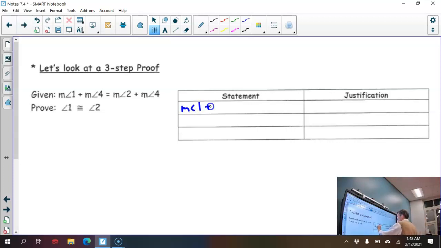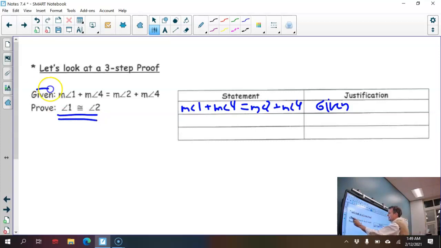The measure of angle 1 plus the measure of angle 4 equals the measure of angle 2 plus the measure of angle 4, and that is given. Can I prove that these two angles are congruent based on the given? Anybody see how to do it? Well, if I want to prove that these two angles are congruent, and this is very often how I do a proof, I work backwards. If I want to prove that these two angles are congruent, I need to prove they have equal measures. How can I prove they have equal measures?